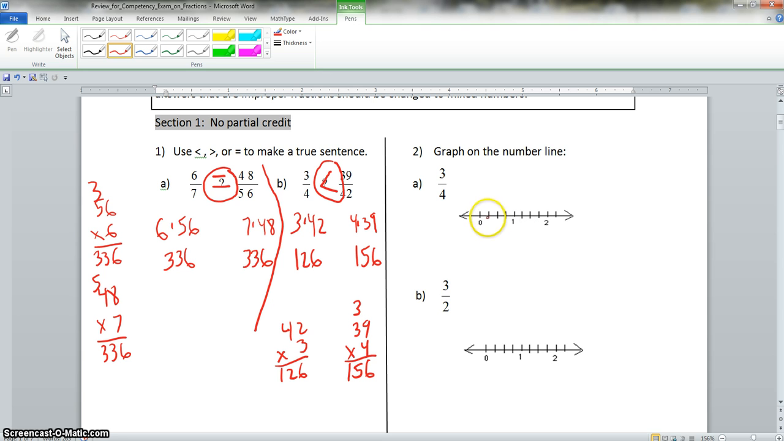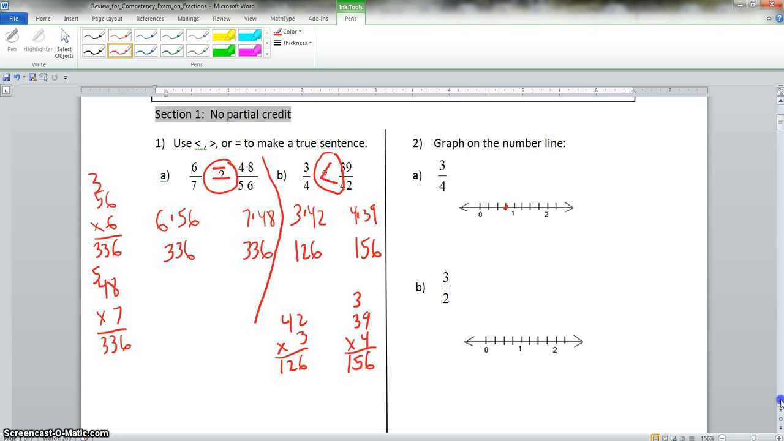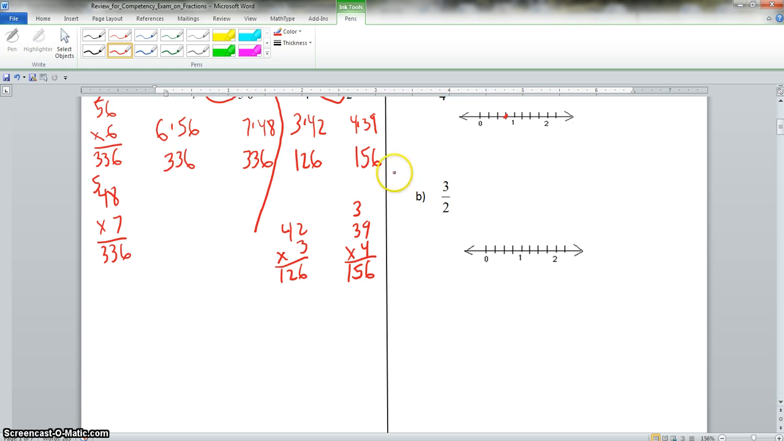So that means that each one of these tick marks are broken up into fourths. So this first tick mark is 1/4. The second one is 2/4. And this last one, well, this third one is 3/4. So we will mark our answer here. So that is your answer, 3/4. Now we come down here to B. Now if you notice, B is 3/2.